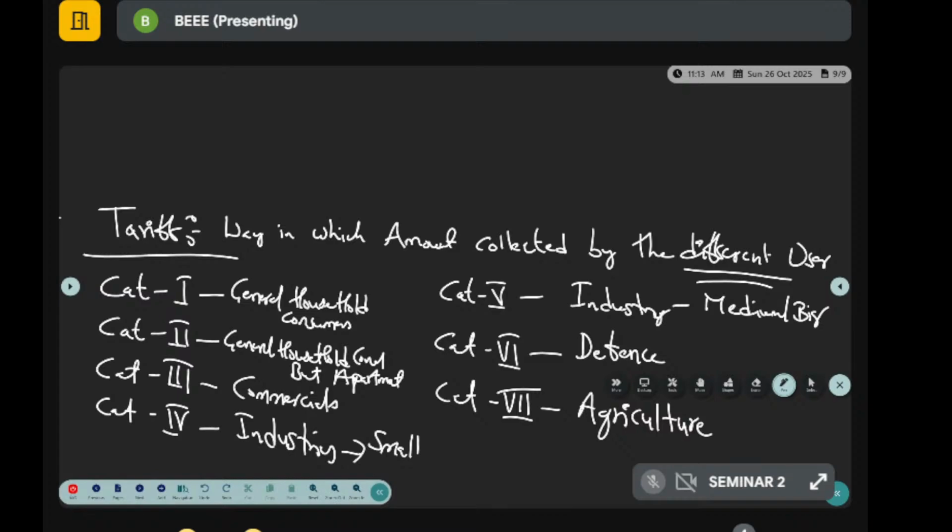Agriculture. Okay. Not only for rice, anything. Okay, but for farmers, they are called category 7. How much will they charge from farmers? Do you know? How much will they charge from farmers? 0 rupees.